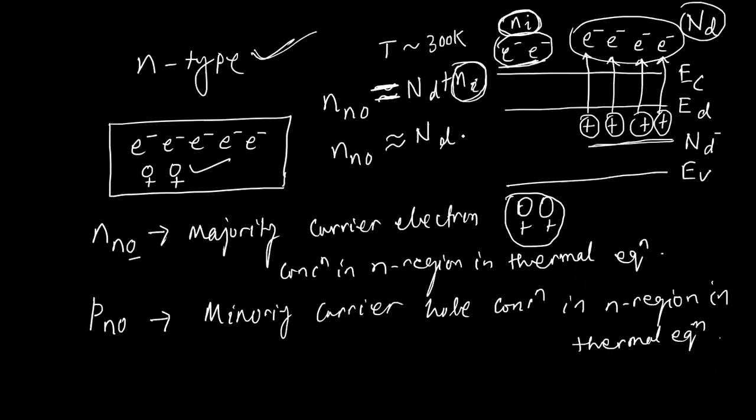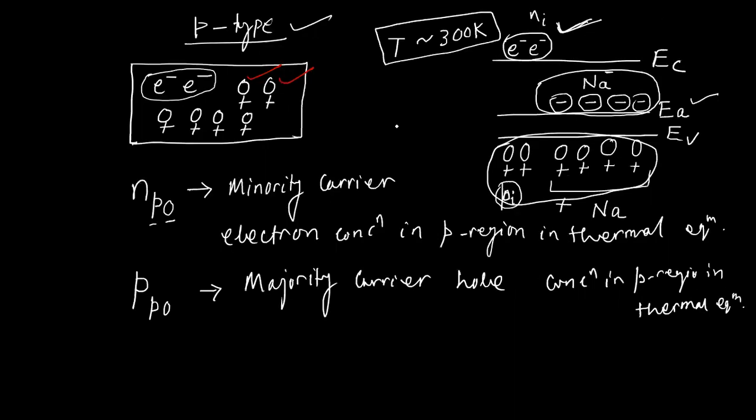Okay, you understood? So this way, here also you got Na number of holes. For complete ionization, all the acceptor atoms actually accepted one electron, so holes were created in the valence band. So you got this Na.